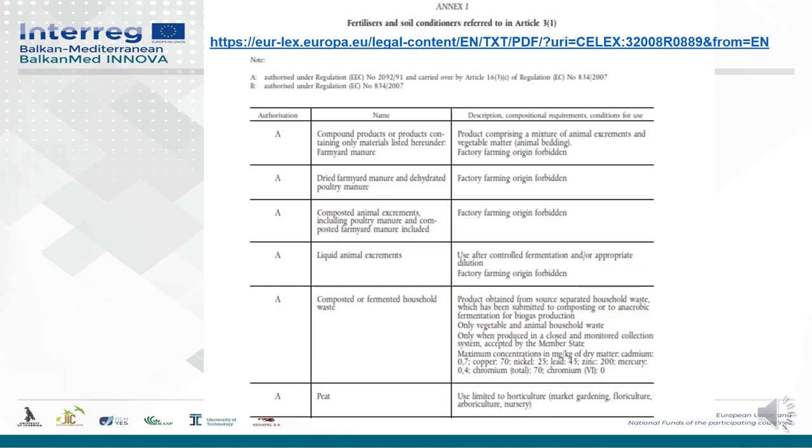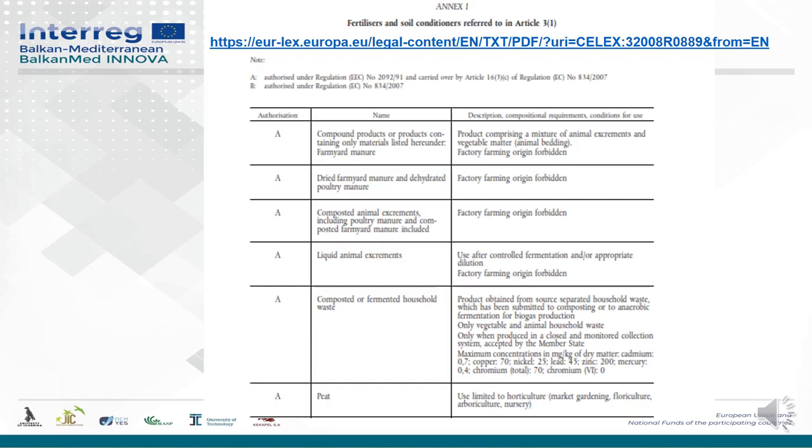First, for example, compound products or products containing only materials listed here under, like farmyard manure. And you have on the right side the description: product comprising a mixture of animal excrements and vegetable matter, like the vegetable matter of animal bedding. Factory farming origin forbidden. Other dried farmyard manure and dehydrated poultry manure. Factory farming origin forbidden.